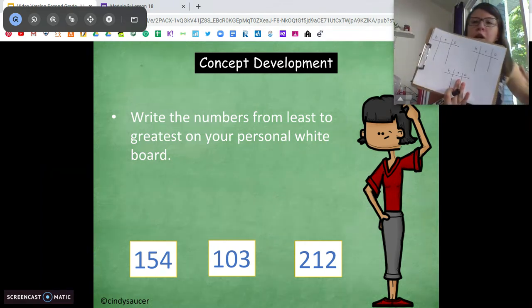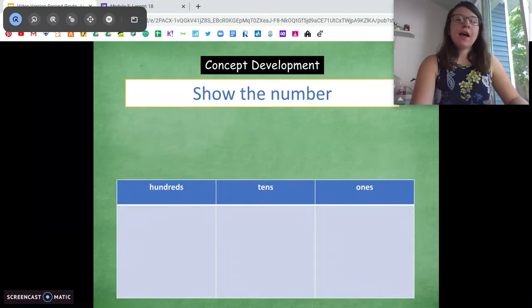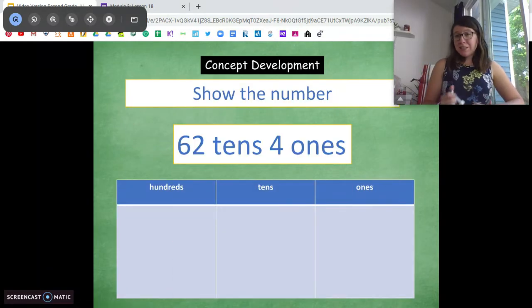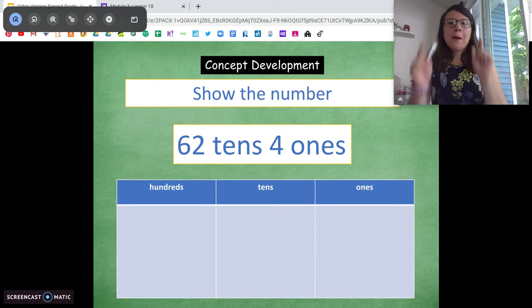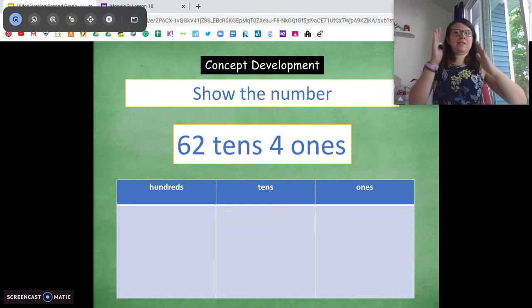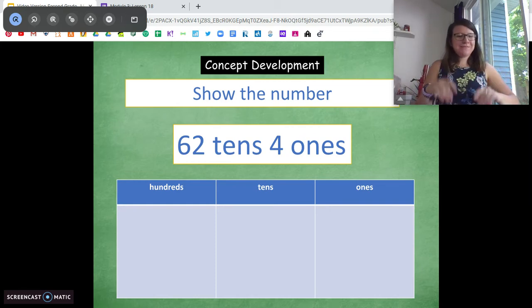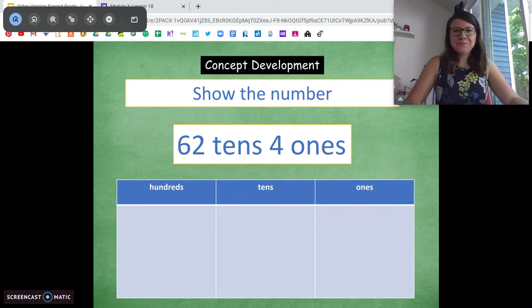Clear your place value charts. We're going to compare some more numbers. I want you to show the number 62 tens and 4 ones. Before you do this, break down 62 into hundreds and tens. Okay? Don't put 62 tens in there. Break it down. Pause and go ahead.